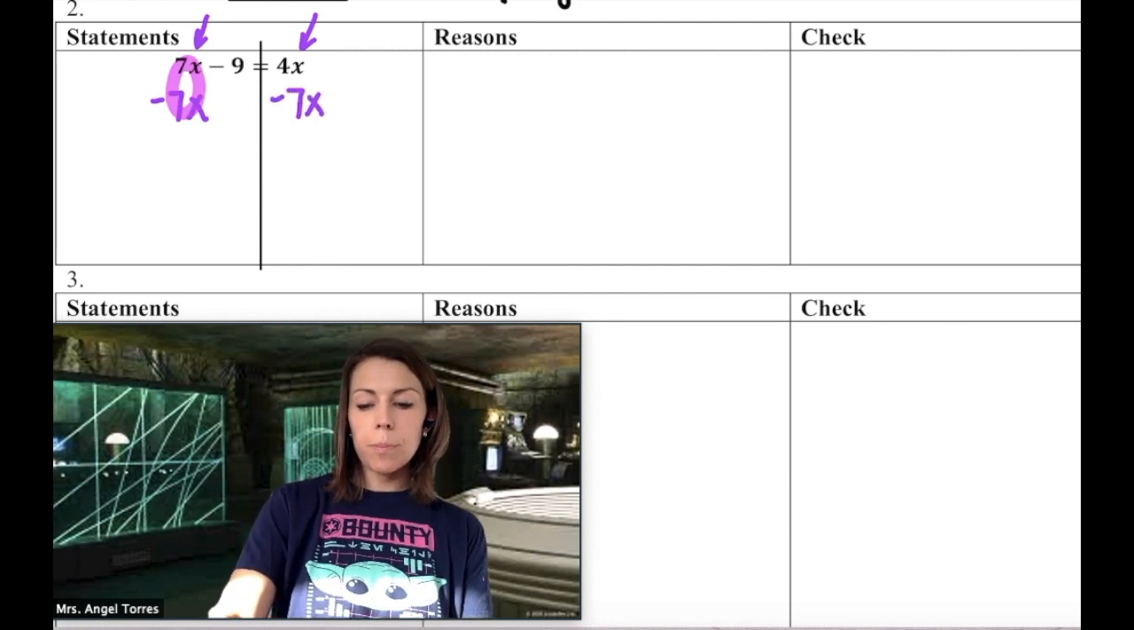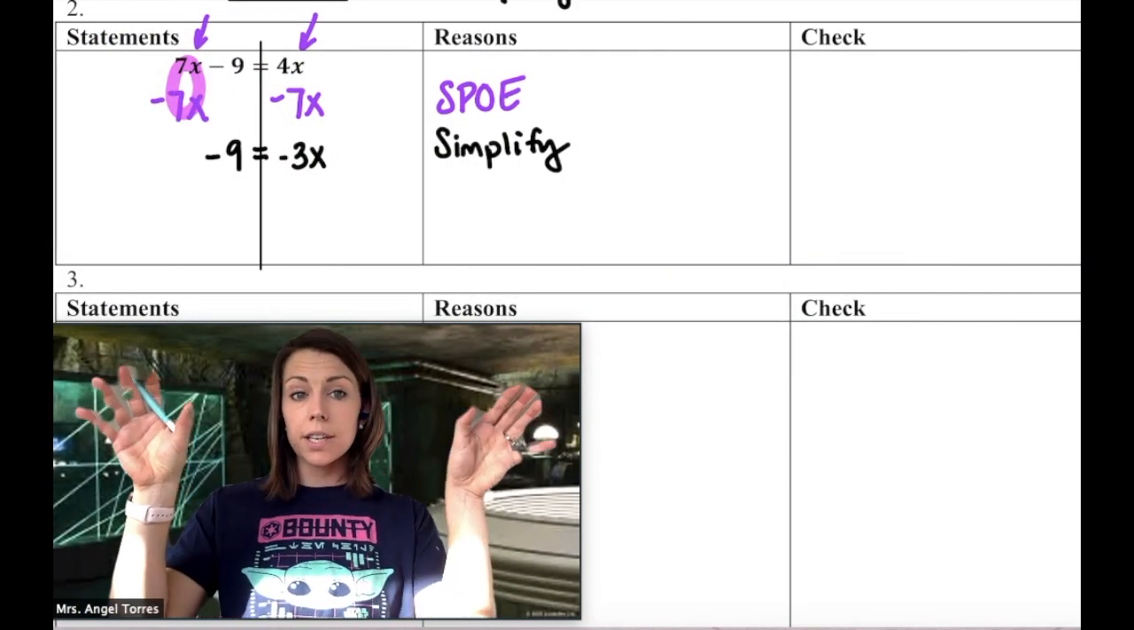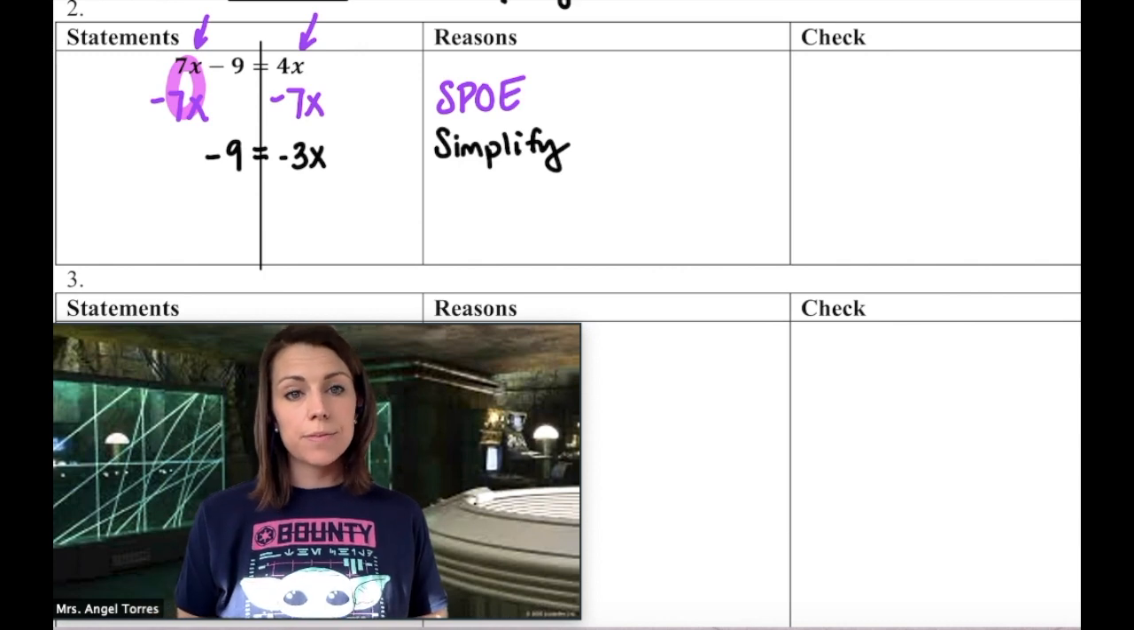Because of the subtraction property of equality, we're going to do it to the other side. And now let's see if we can simplify. Now that we're down to a single term and a single term, why don't you finish this equation?